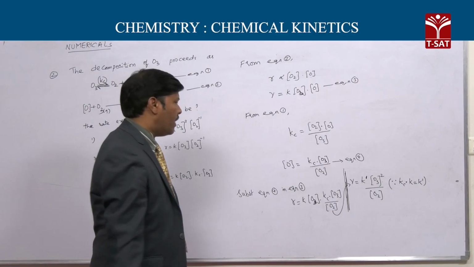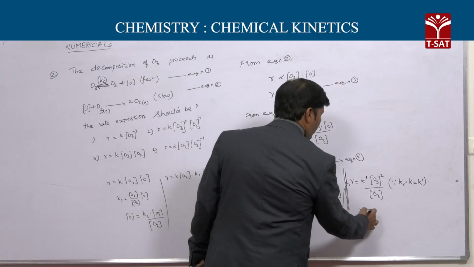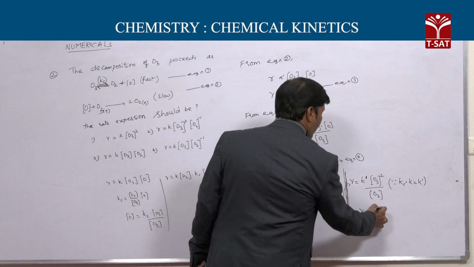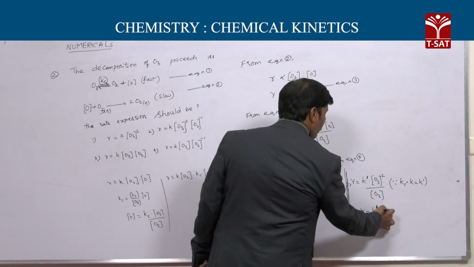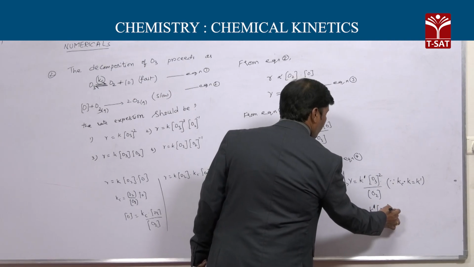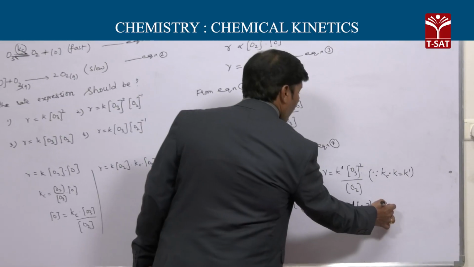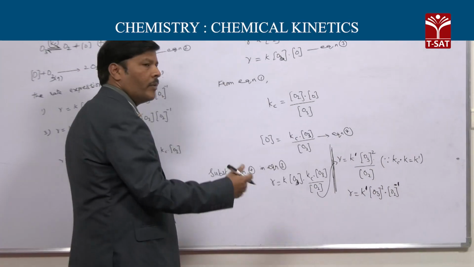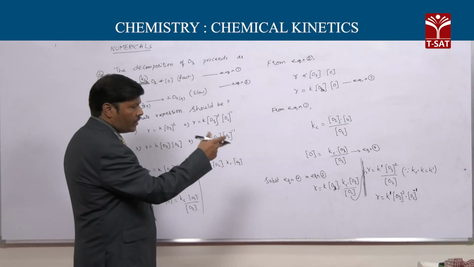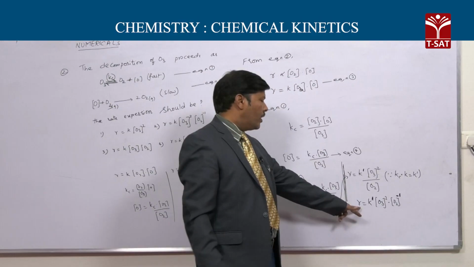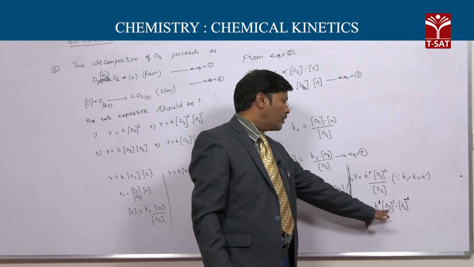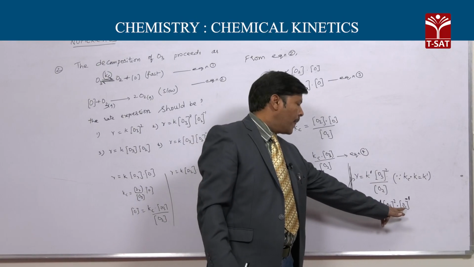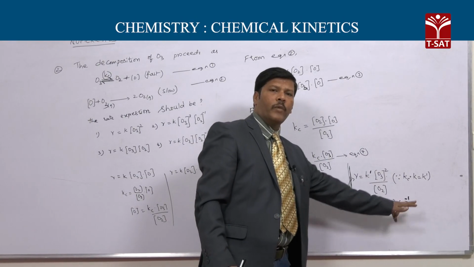That is justified there, and finally now rate of reaction is equal to K dash into concentration of O3 to the power of 2 into concentration of O2 to the power of minus 1. It is in the denominator, we are bringing it to the numerator. When you bring it to the numerator, finally rate of reaction is equal to rate constant into concentration of O3 to the power of 2 into concentration of O2 to the power of minus 1.